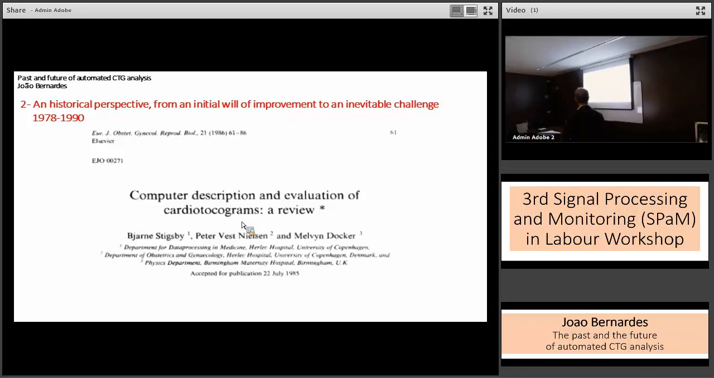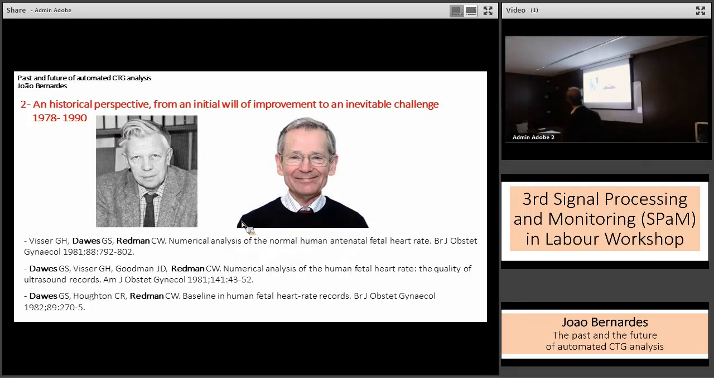Also at this time we have to pay tribute to Geoffrey Dawes and Chris Redman. Chris Redman, I don't know if he had to leave, unfortunately. But at this time in Oxford, these 2 colleagues worked very hard on the development of a computerized analysis of CTGs. Let me pay my tribute to these professors, because we may say that they are really the parents of modern automated analysis of CTGs.